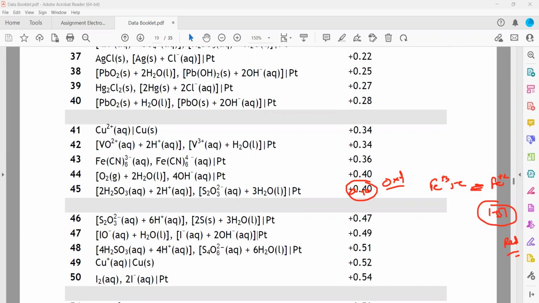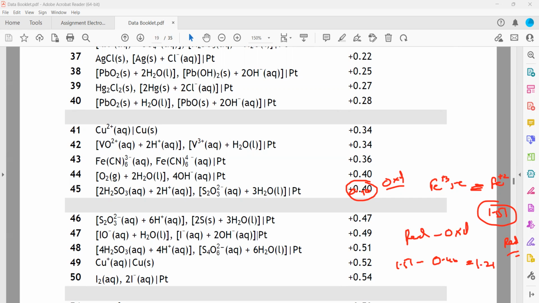So just use the electrode potential mentioned, like the cell voltage, or you can also calculate a cell voltage by the same reduction minus oxidation. So if it is reduction, it is 1.51 minus oxidation 0.40. Again, you will get a positive answer.